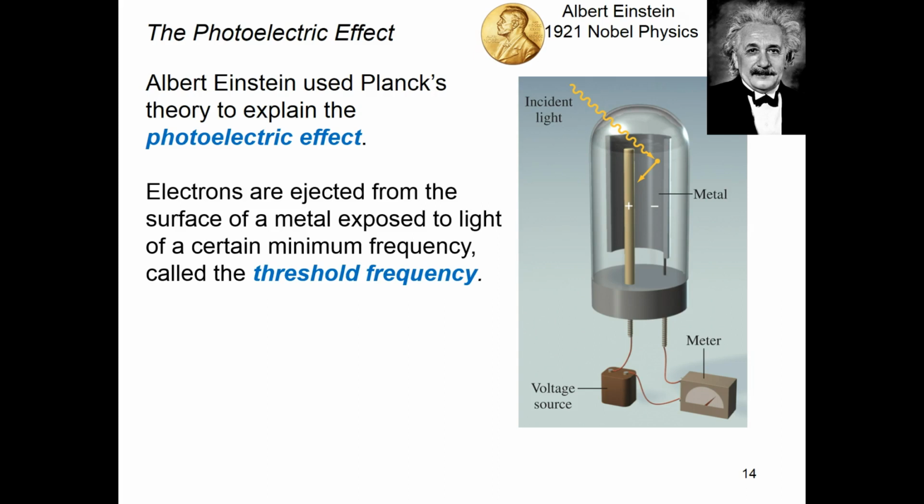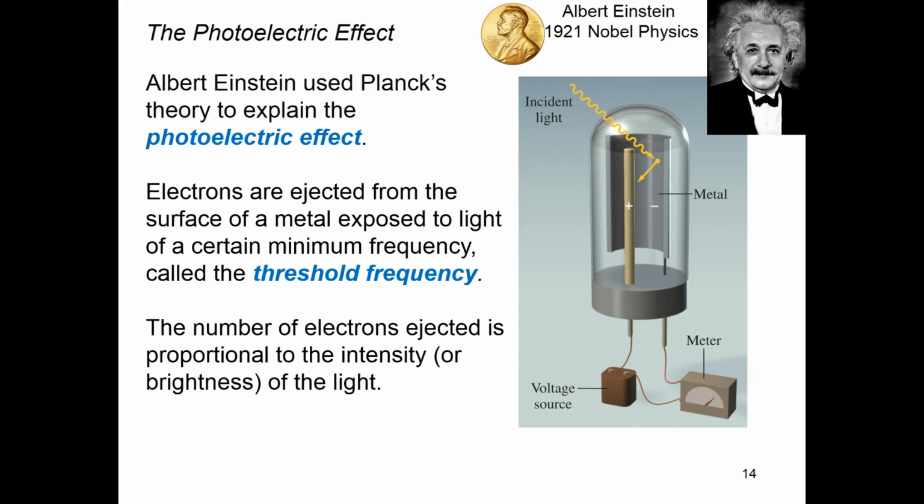So Einstein is actually the person who coined the term photon, and it's for this that he won the Nobel Prize. It's not for general relativity or special relativity. It's for the photoelectric effect that he won the Nobel Prize.